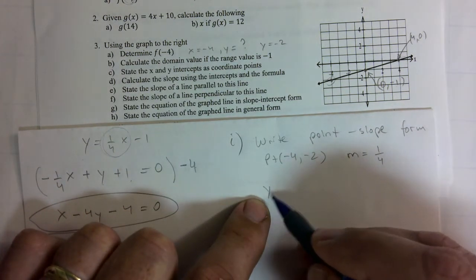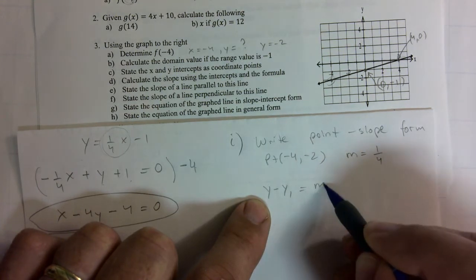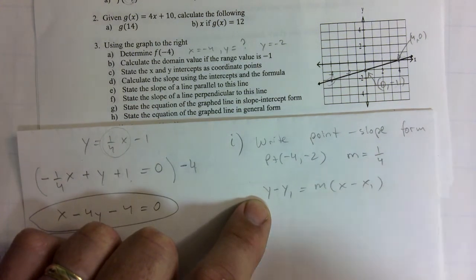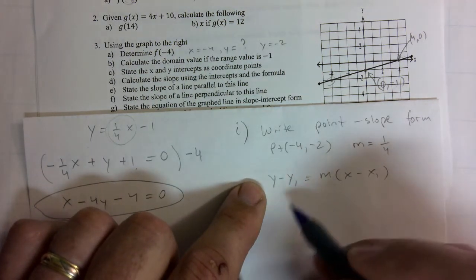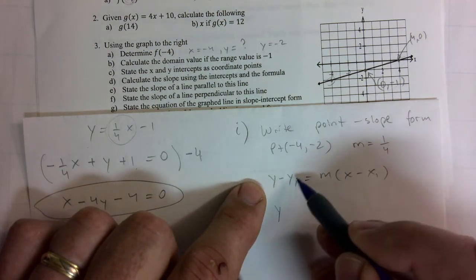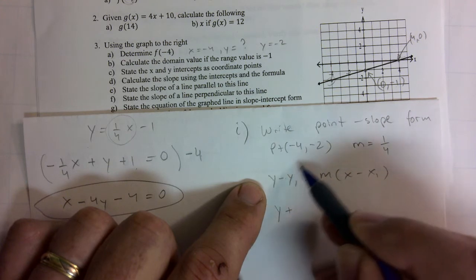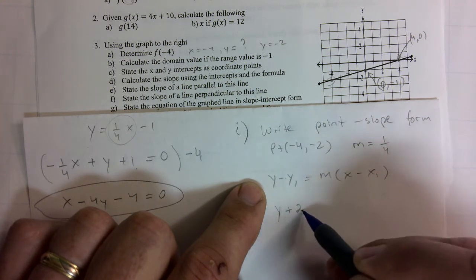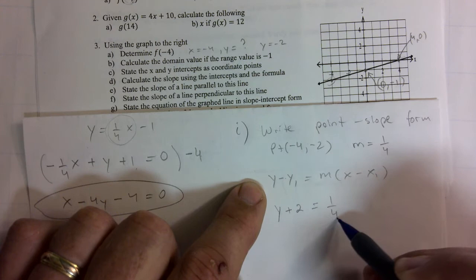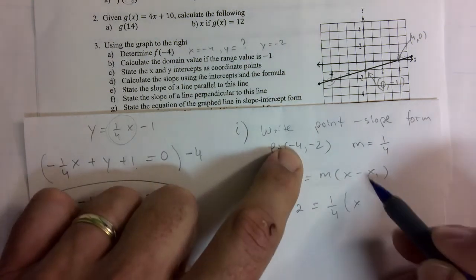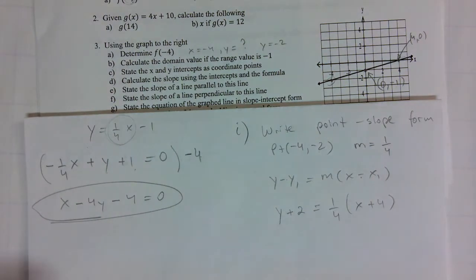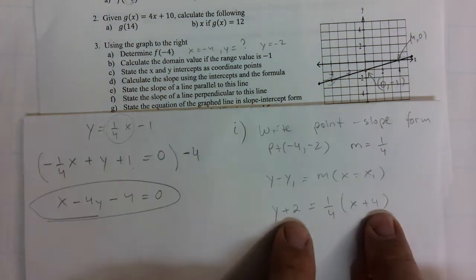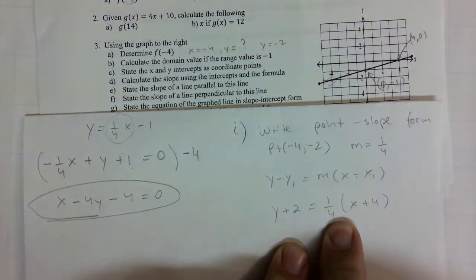So point slope is y minus y1 is equal to slope times x minus x1. Okay? And then you just plug in. It will be the opposite sign, right? Because it will be negative, and negative goes positive, so y + 2 is equal to 1/4 times (x + 4). That would be point slope form. You have the point here and you have the slope.